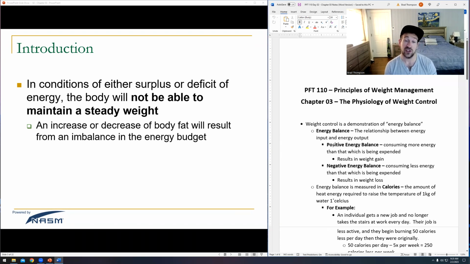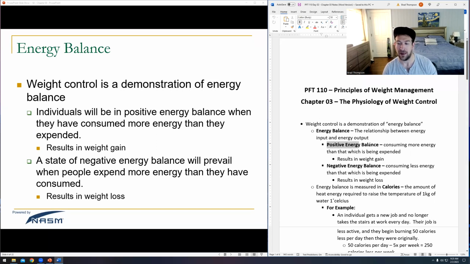So we do know that if there's a calorie surplus or an energy surplus, that will result in weight gain. We call that a positive energy balance, which is a much more effective way to describe how we gain fat: consuming more energy than you are expending. Then we have a negative energy balance, which is consuming less energy than you are expending.